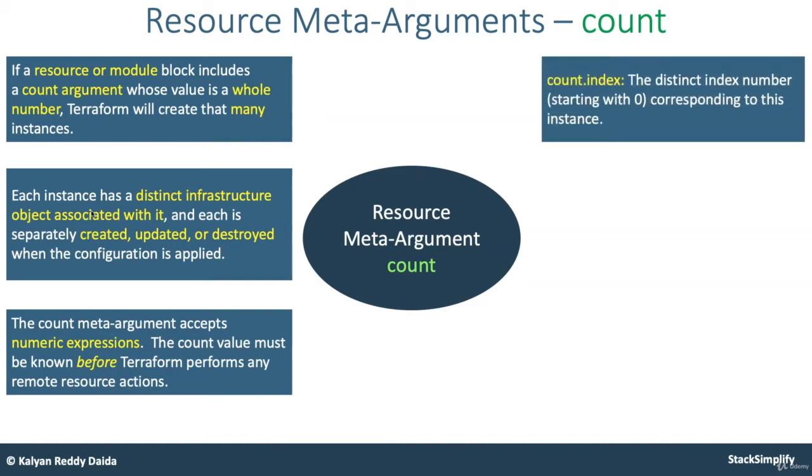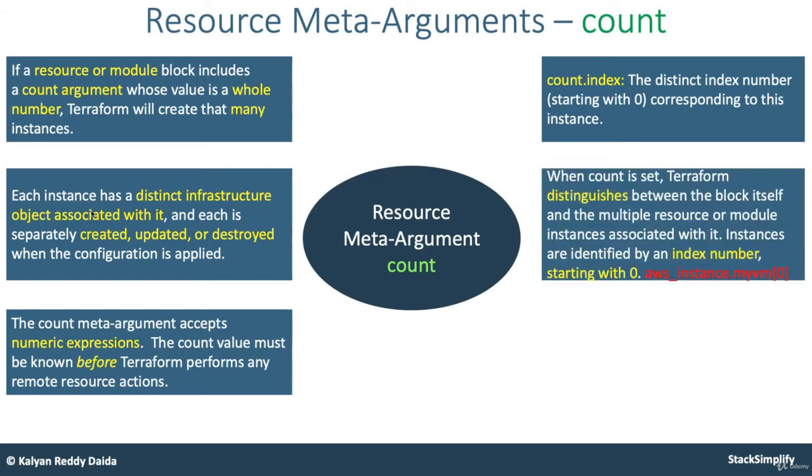In addition to count, there is something called count.index, the distinct index number starting with 0 corresponding to the respective instance. When count is set, Terraform distinguishes between the block itself and the multiple resource or module instances associated with it. Instances are identified by an index number starting with 0.